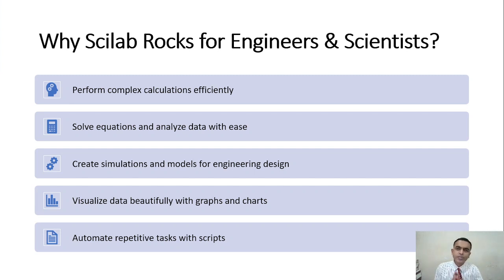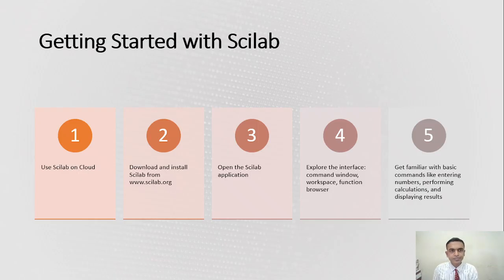Why is Scilab good for engineers and scientists? Scilab can perform very complex mathematical calculations very efficiently. It can solve n number of problems by approaching them with suitable code. You can simulate and model engineering designs, and the data can be displayed in the form of graphs and charts. And again, by using loops and other things, you can combine repetitive tasks. So let's get started with Scilab.